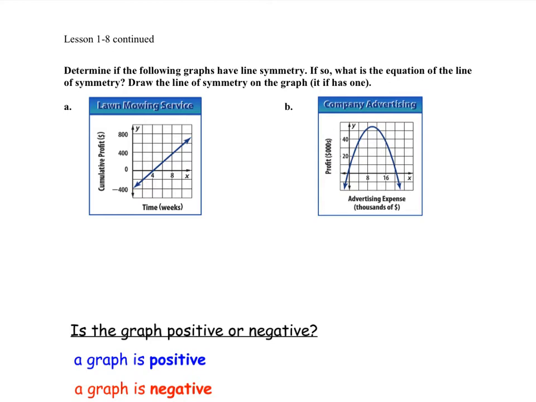And when we're talking line symmetry, we're talking vertical lines. So no, you could not draw a line that is diagonal. That doesn't count. So this one does not have any symmetry.